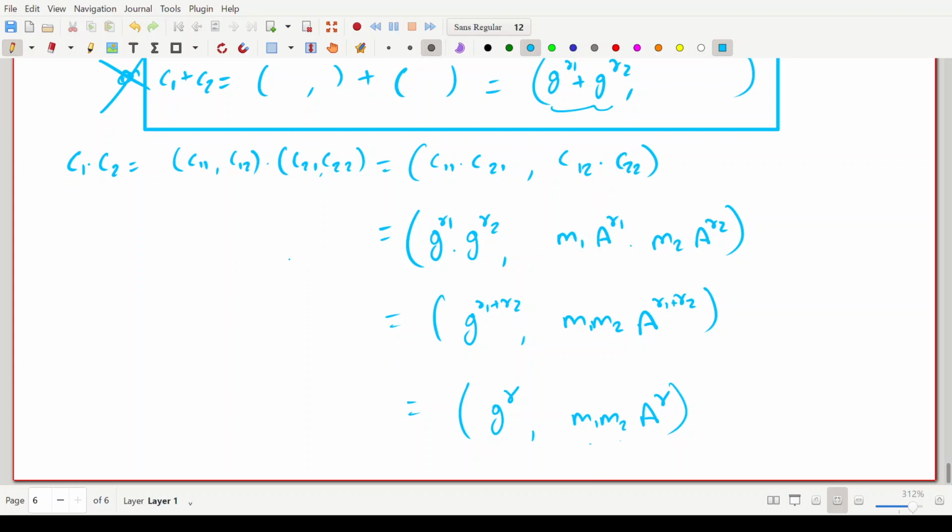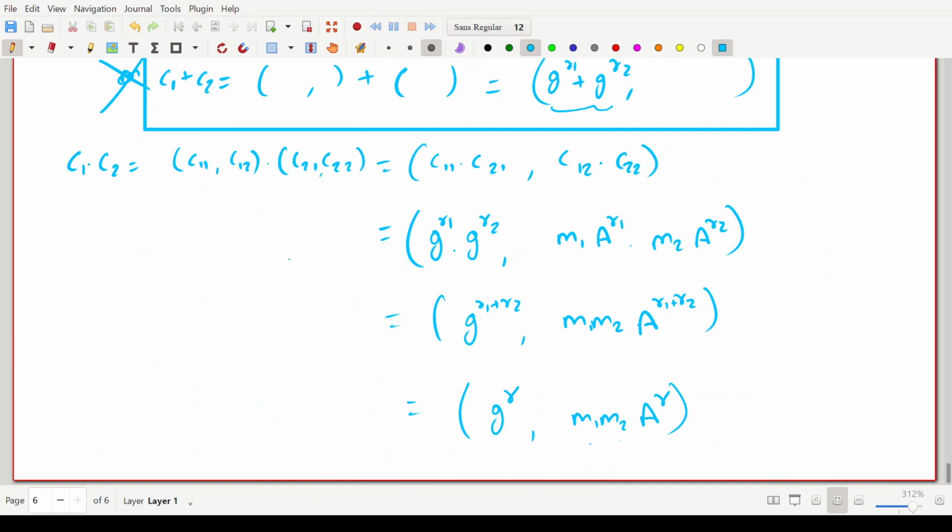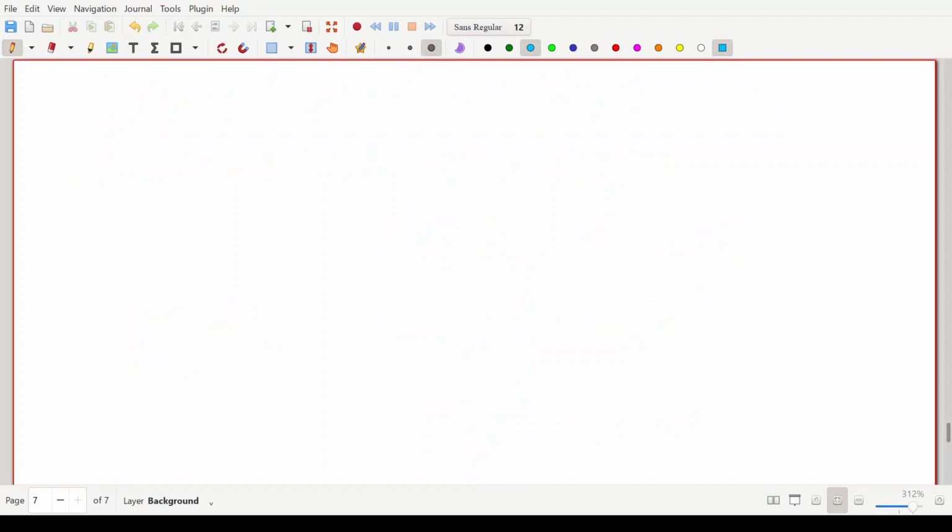So ElGamal is homomorphic with respect to multiplication, not with respect to addition. So again, this is a partial homomorphic encryption, with respect to multiplication only, one gate. Let us go to the next part. Next is your Paillier crypto system.